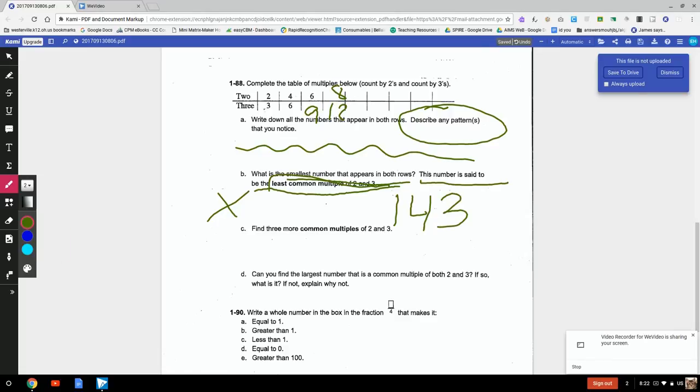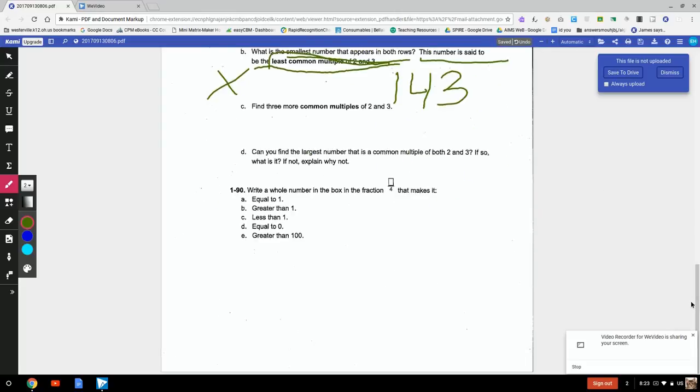And then next, you've got to find 3 more common multiples that are not in the chart. Just make sure you give us 3 there. D, largest number that is a common multiple of both 2 and 3. If so, what is it? If not, explain. So you've got to just tell us if you can find the largest one of both 2 and 3, and just remember to explain why or why not.